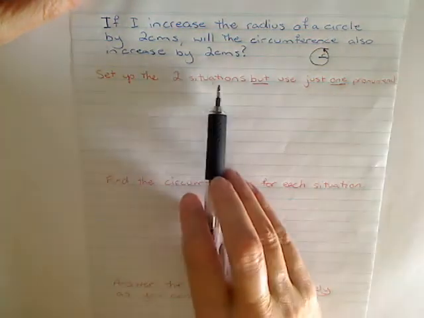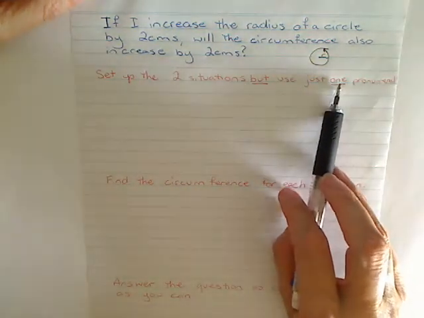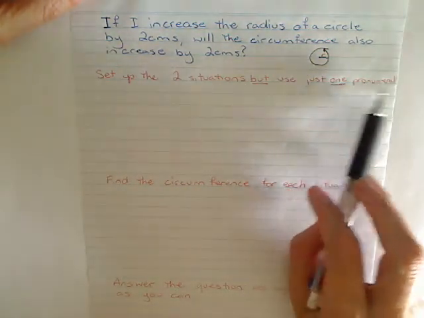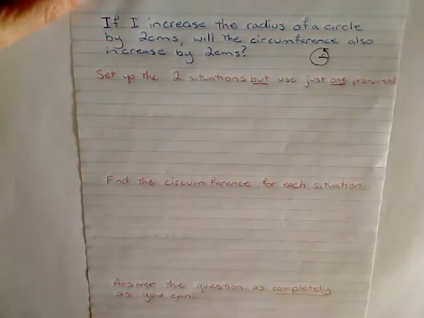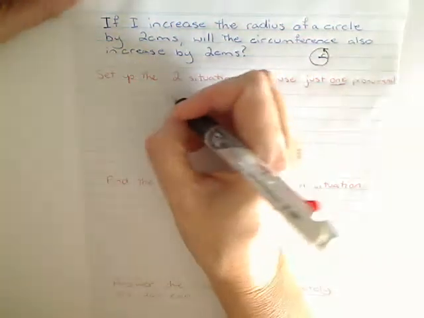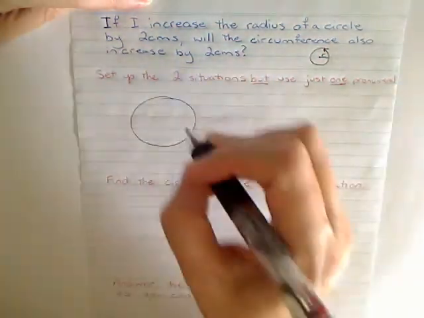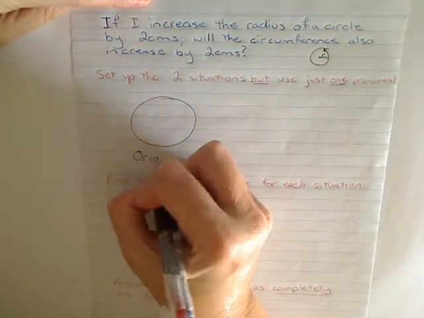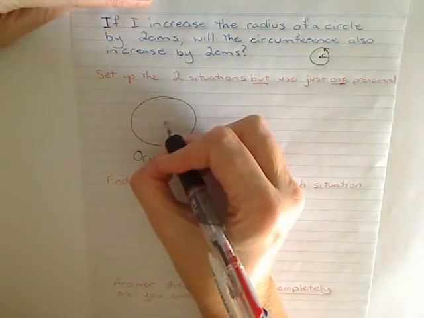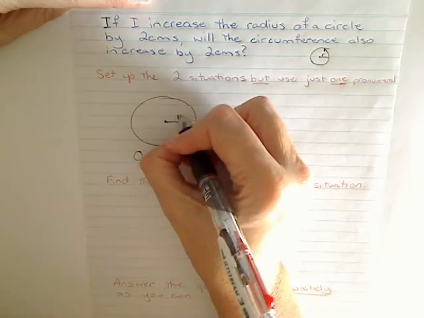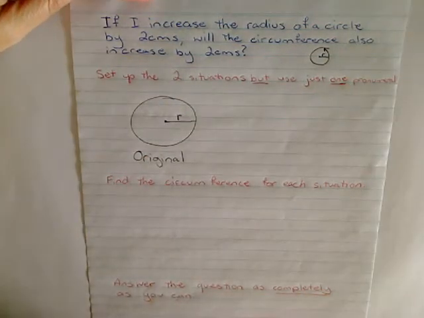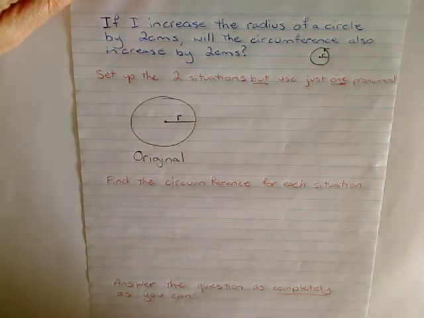So I'm going to set up my 2 situations, and I'm going to use just one pronumeral, one letter. As soon as I go introducing more letters, it becomes more complex. So this is my original circle. And I'm going to say that the radius, don't choose a number, is r, because r is a variable. It can vary depending on any number that I need it to be.